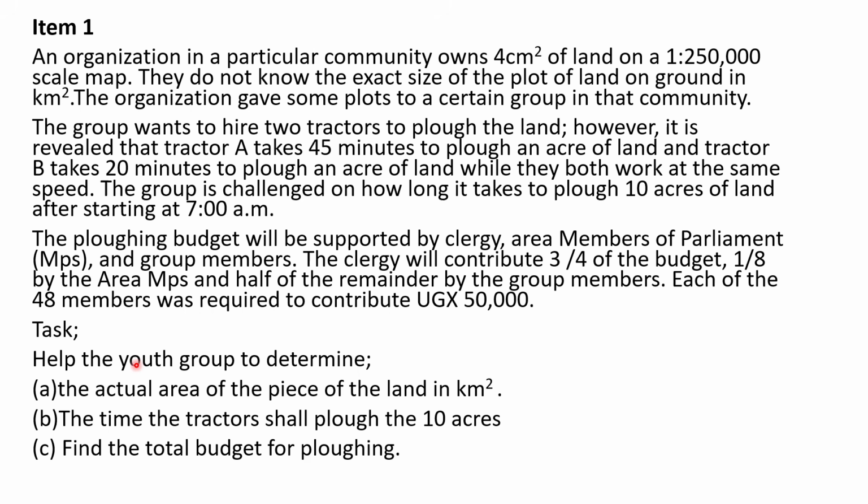Then here we have our task. Help the youth group to determine, part A, the actual area of the piece of land in square kilometers. Then the time the tractors shall plow the 10 acres. Then find the total budget for plowing. So friends, that is item 1. We have ratios and proportions. We have here fractions, and again here also we have fractions. So here we are going to start with part A.